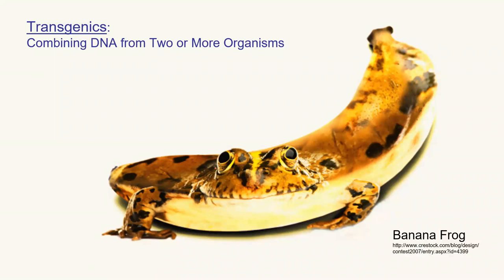So I want to transition and talk a little bit about two things. And like I said, I want you to know definitions. The first definition I want you to know is this term here, something called transgenic. So this here, by the way, this is a joke. This is a Photoshop contest I found on the internet. There's no such thing as a banana frog. But transgenics are where you're taking DNA from two organisms and you're putting them together.